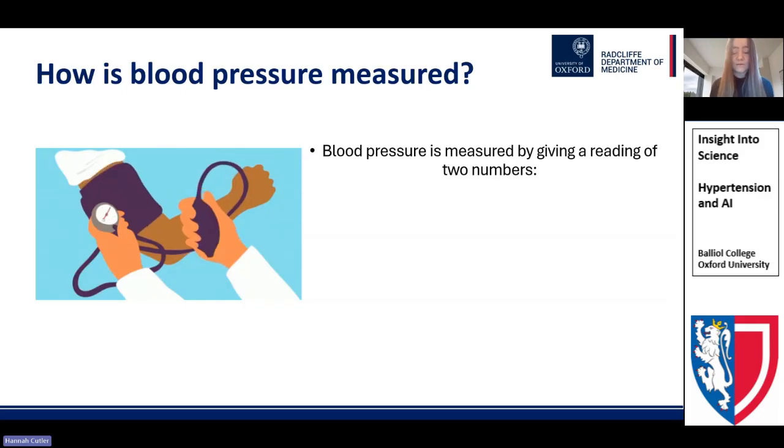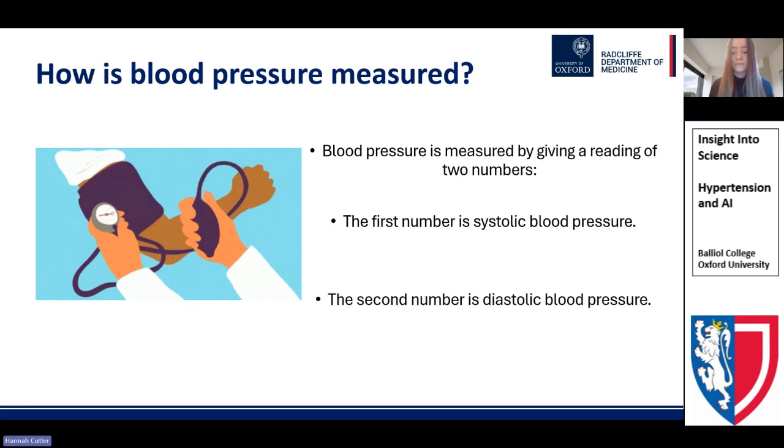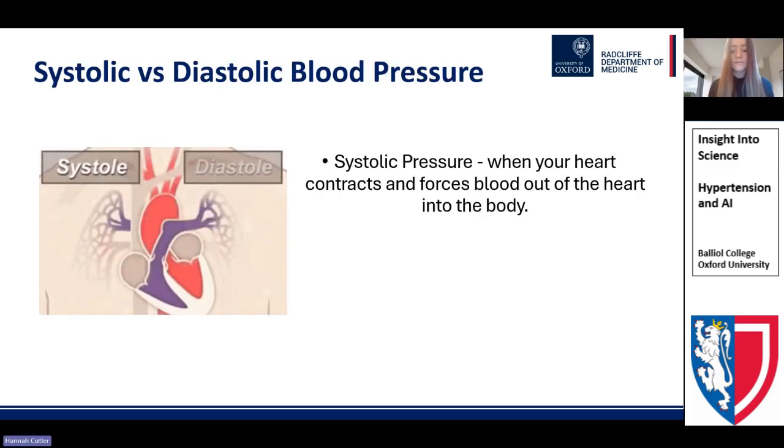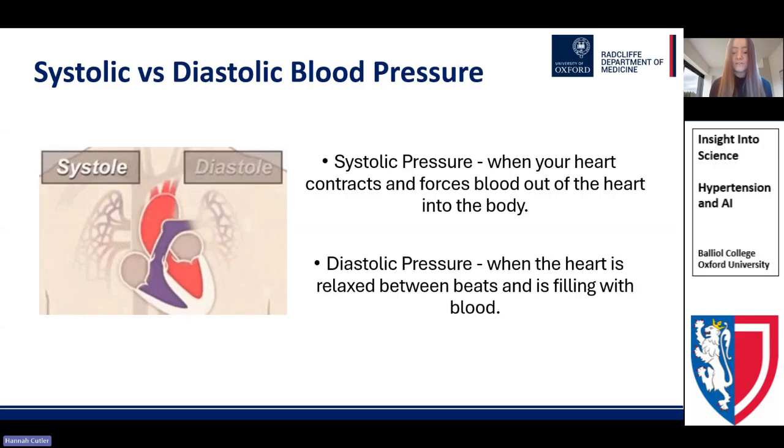And the first sound that you hear is called your systolic blood pressure. So this is quite a loud beating sound. And when this beating sound stops, this number is called your diastolic blood pressure. So systolic blood pressure is when your heart contracts and forces blood out of the heart into the body. Diastolic blood pressure is when the heart is relaxed between beats and is filling with blood.